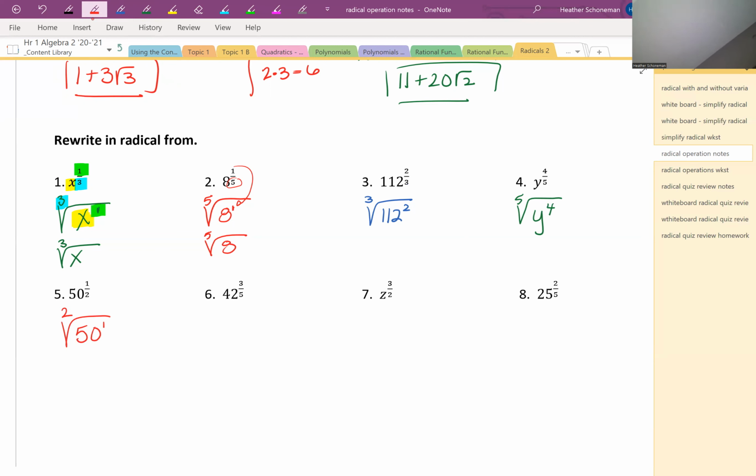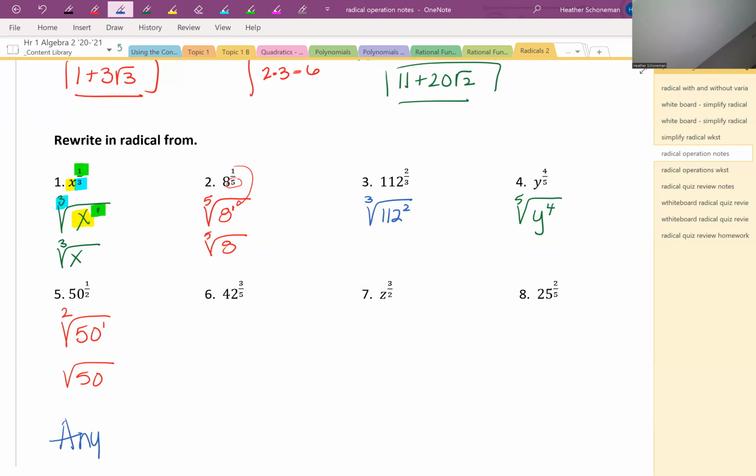But let's think about that. When we have a 2, we don't write it. It's understood, so we don't need to. And we have an exponent of 1, we don't need to write it. So now we know anything to the 1/2 power is the same as the square root. Let's write that out so we can remember.